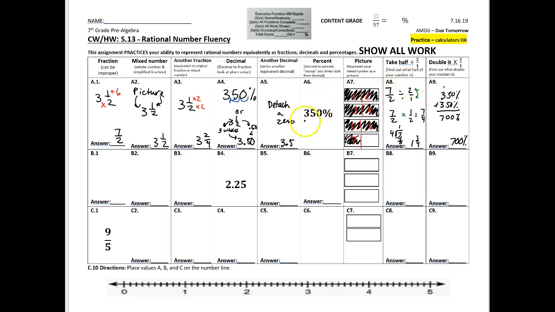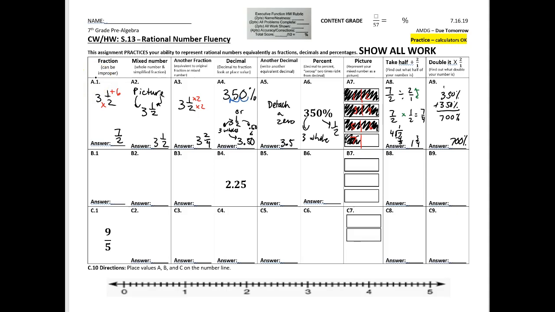I started you with 350%. Really easy to start off with the picture. You have 3 wholes, and then 50% is just going to be a half. So 3 wholes and 1/2, and that's how I got my picture, 3.5. I then jumped to A2. Picture gave me 3 and 1/2, right? 3 wholes filled in, 1/2 filled in right there, so that's 3.5.